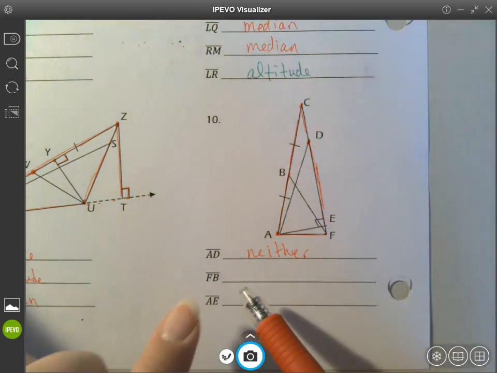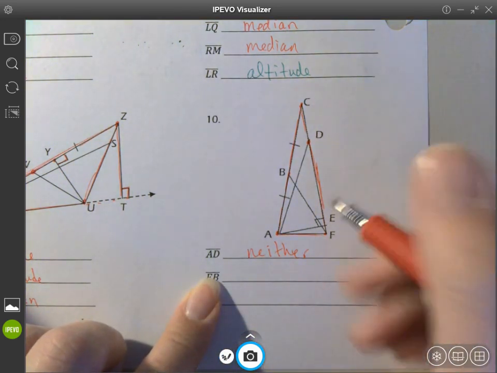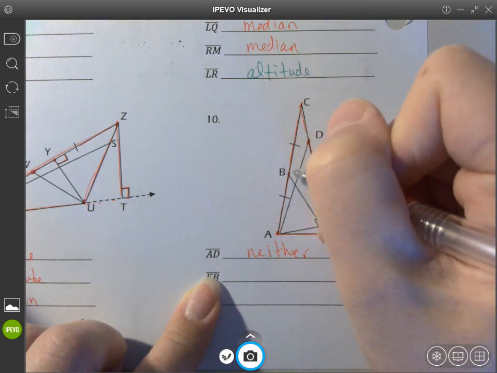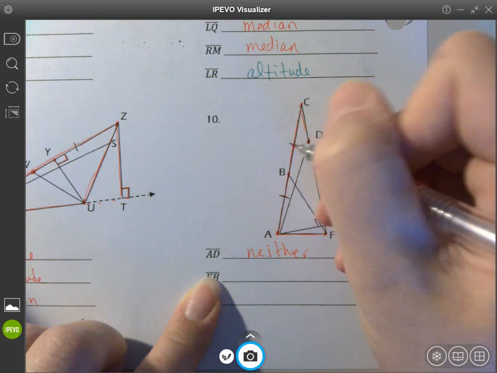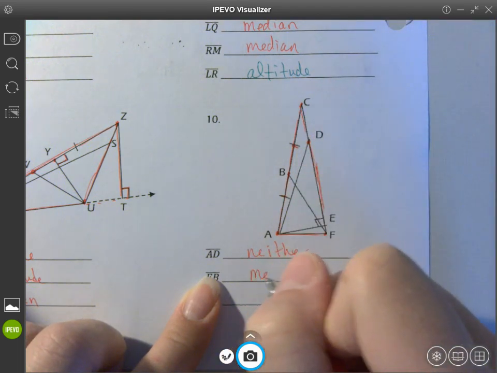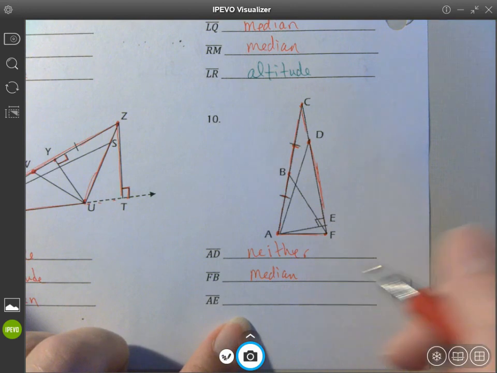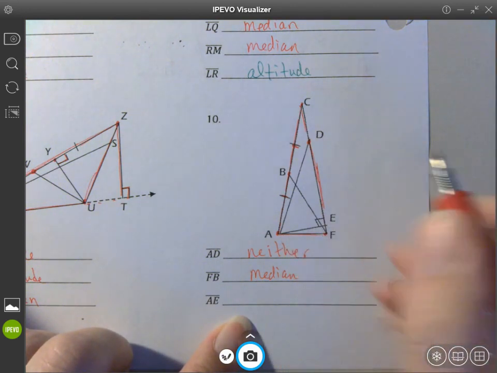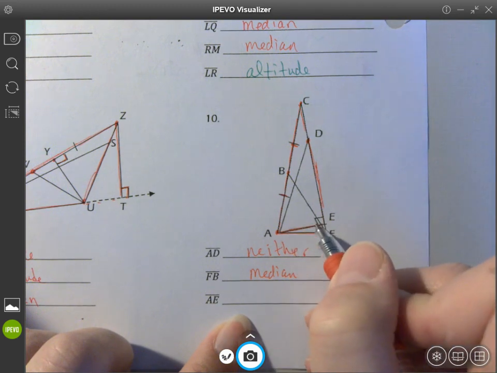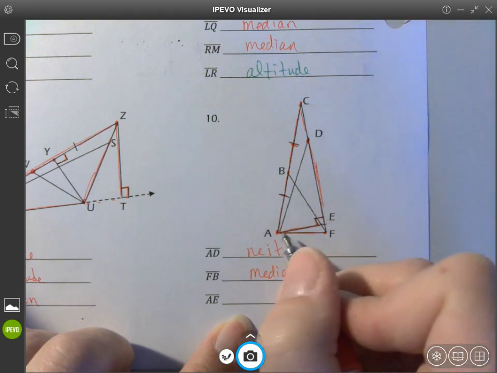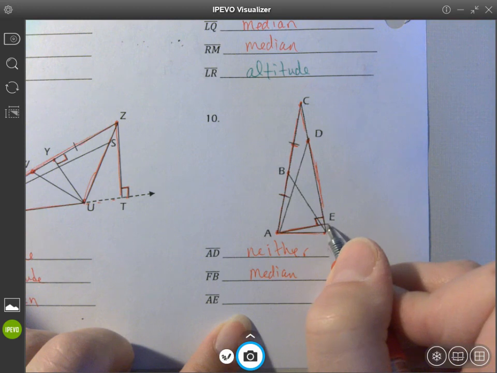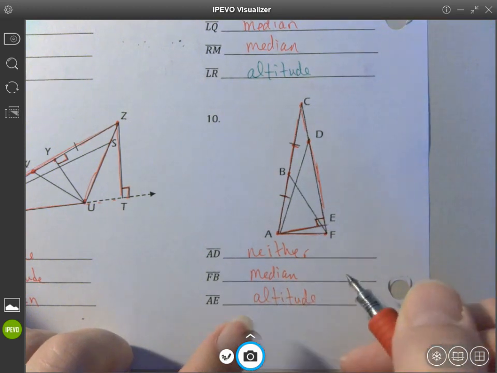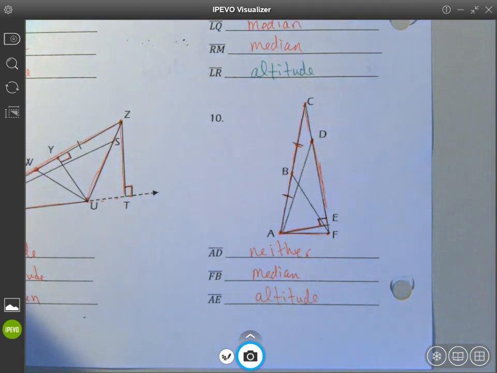All right, now looking at F to B. F is here and it goes to B. It's definitely not a 90-degree angle. It's not marked, but I see that these two are congruent, so that makes that a median line. And then A to E. Okay, we'll find it. Here's A, and it goes over here to E. Do you see that we create that 90-degree angle? So AE is an altitude. It's the height of that. Okay, so make sure you have the difference. A note card would be really helpful.